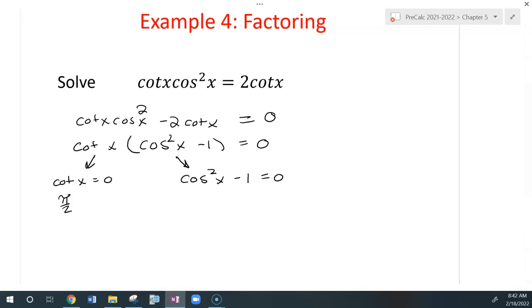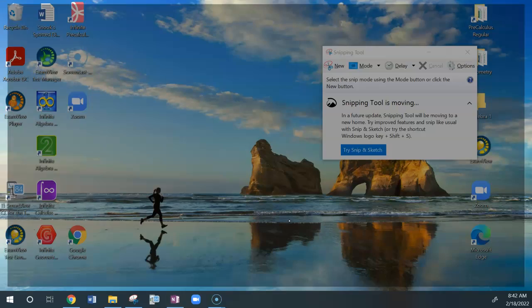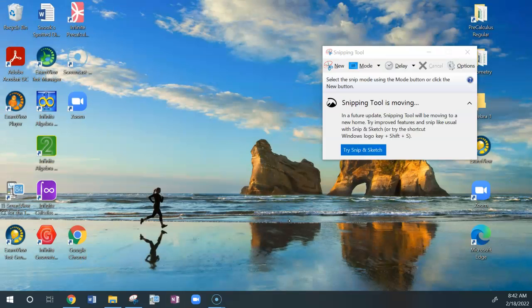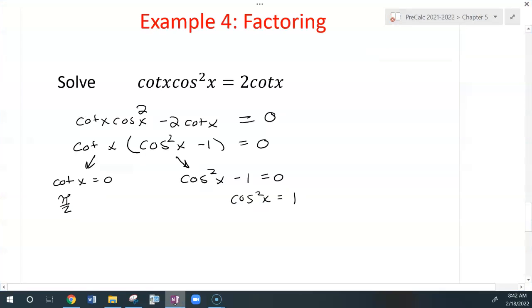And I'm also going to handle the cosine squared x minus 1. So cosine squared x, add 1 to both sides. Now I'm going to take the square root of both sides. So cosine x equals, oops, my app crashed on me there. And I also see a mistake. Before I go further, I'm going to fix this. That's a 2, right?